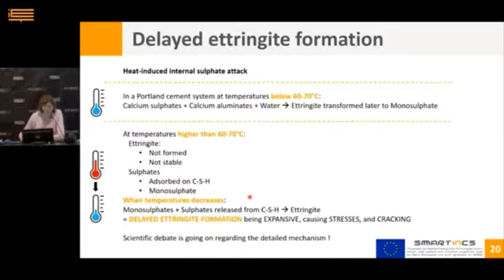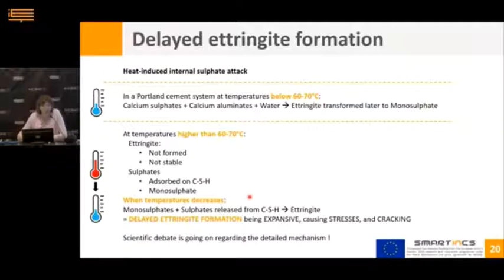And then we will move to the next one, which was the delayed ettringite formation, or the heat-induced internal sulfate attack, as I also called it in one of the first slides. So let's start to look at what happens in a normal environment. In a Portland system at temperatures below 60-70 degrees, as you all know already from this morning, you have the C3A phase, and this calcium aluminate will react with the calcium sulfates and water to form ettringite, and the ettringite is then further transformed to monosulfates.